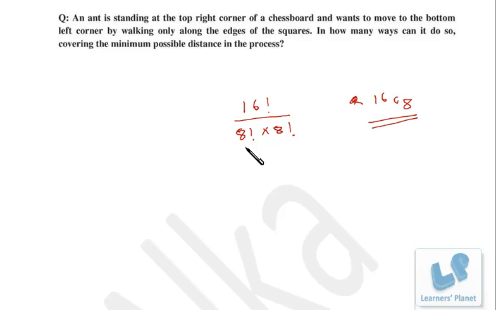or 16C8, whatever you understand, right? If you choose 8 horizontal steps, the corresponding 8 vertical steps will be chosen automatically. Okay, so anyways you can go.